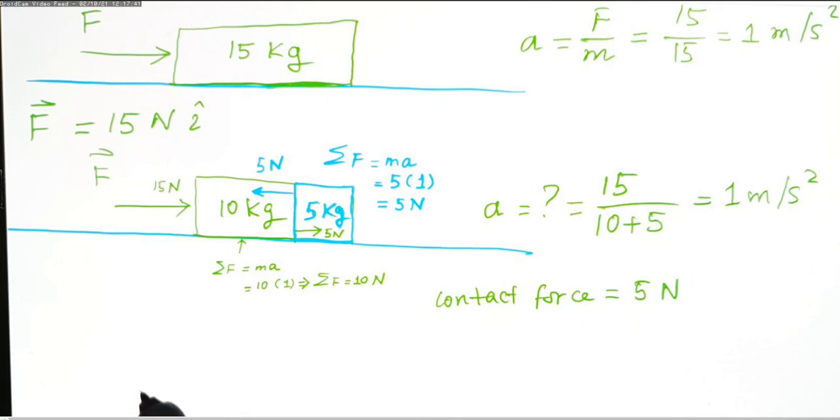Contact force is not the net force. Contact force is the force between object 1 and object 2, between the 10 kilogram and the 5 kilogram, between the green object and the blue object. The green does not take 7 from the left, it must take 5. Why 7?